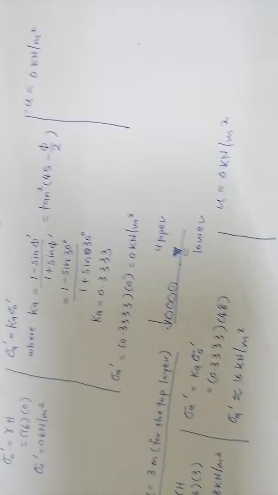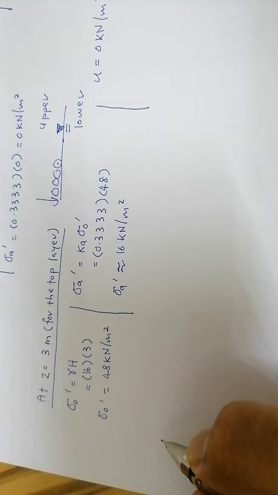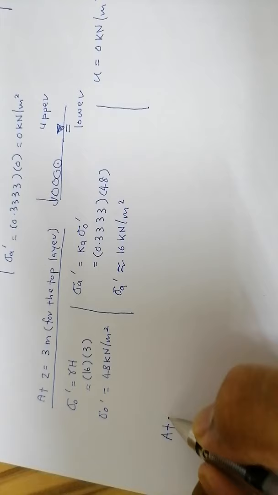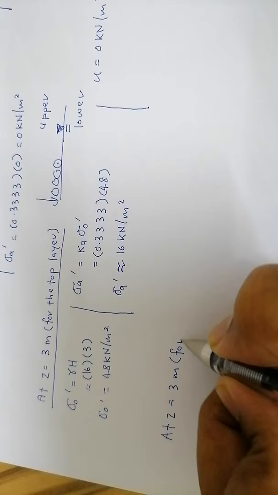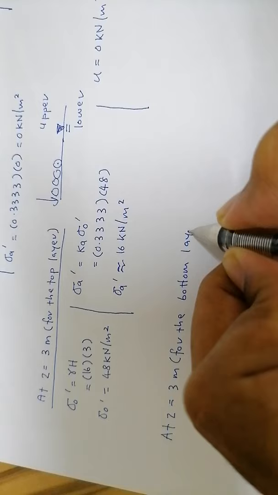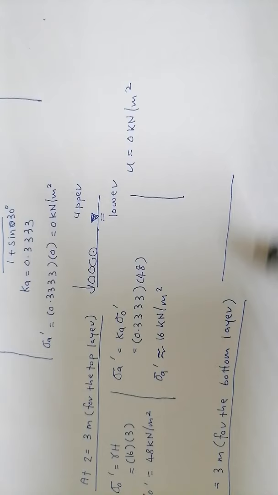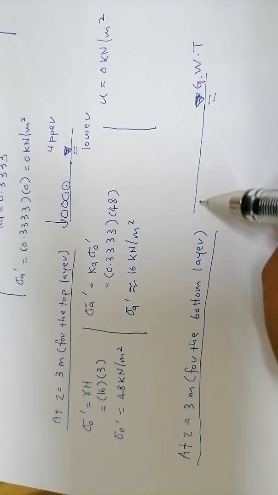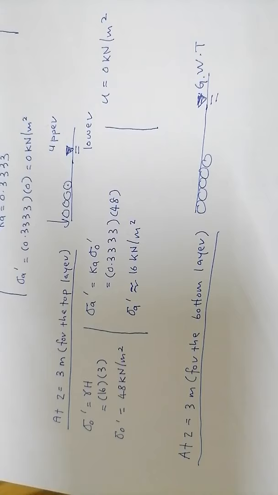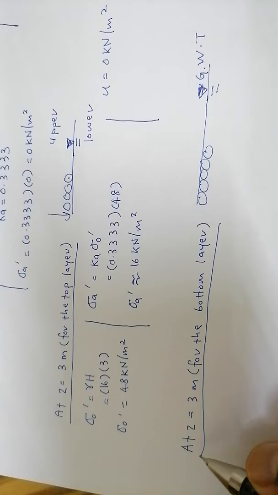Okay, so since we have two different friction angles, we will do another one at Z equals 3 meter, but this one is for the bottom layer. Okay, so I'm going to draw one more time. So this is our groundwater table. So 3 meter here is this one. The soil just directly below the groundwater table. Alright, so therefore our vertical effective stress equals gamma H.